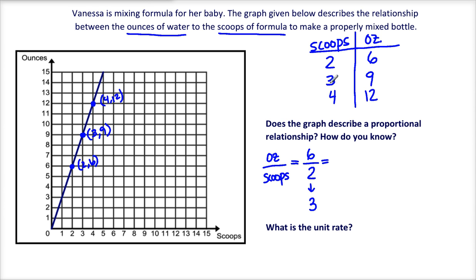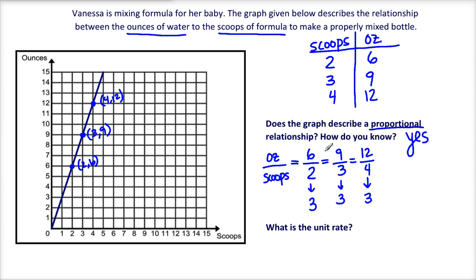The next line says 3 scoops goes with 9 ounces. So that means 9 ounces goes on top and 3 scoops on bottom. But 9 divided by 3, that's just 3 as well. So that ratio is equal to 3. And the last line says 4 scoops combines with 12 ounces of water. So we put ounces on top and scoops on the bottom. So 12 divided by 4, but that's just 3 as well. So this ratio is equal to 3. So notice that every single ratio that I set up equals 3. So that means yes, it is a proportional relationship.